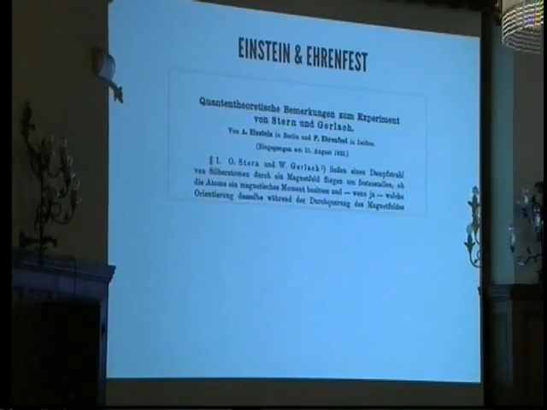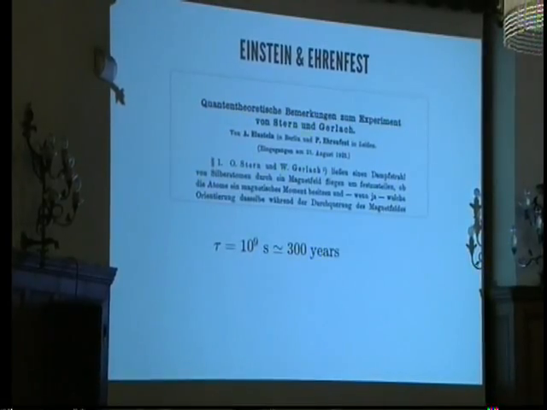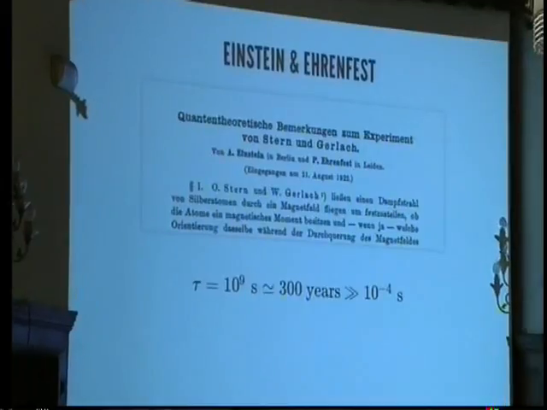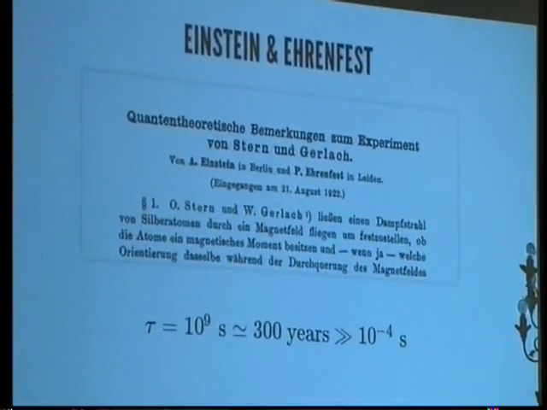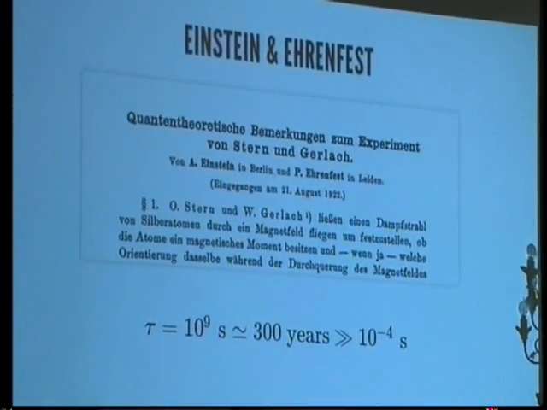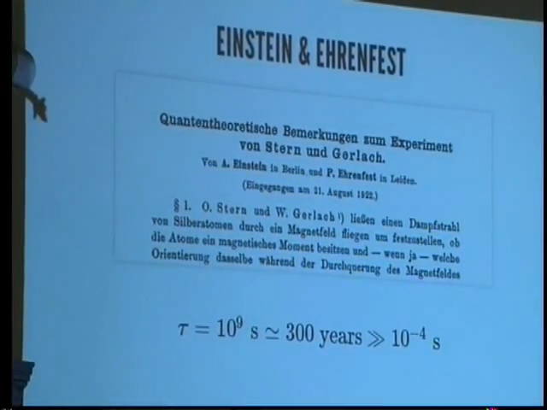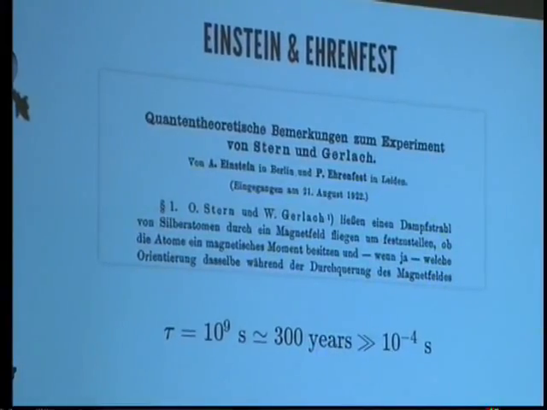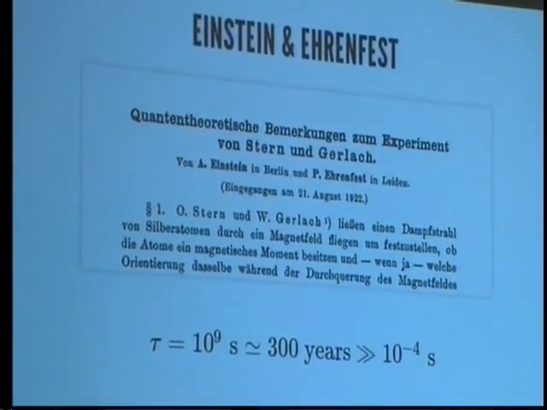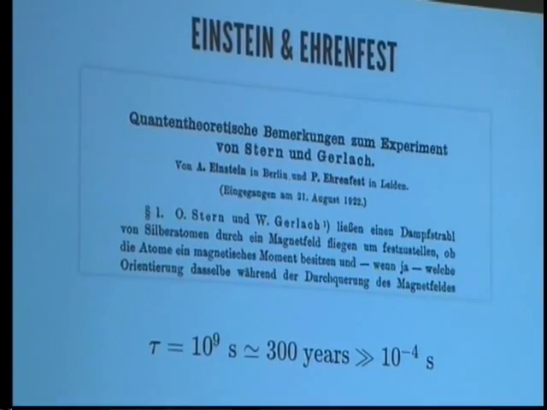So what they did was a semi-classical approximation, so a classical calculation with quantum corrections, we would say, and they computed that the time needed for this orientation to take place was about 300 years, which of course is a bit larger than the 10 to the minus 4 seconds that the atoms spend inside the magnetic field. So there was a problem, because the Stern-Gerlach, which was to confirm some quantum features, actually could not be explained, could not be understood from the quantum theoretical point of view.